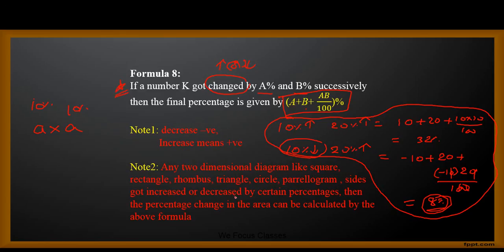Increase followed by decrease, it means whenever there is successive change or a product of two variables. Suppose a product of two variables, first variable is changed by A%, second variable is changed by B%, then the overall percentage change is A plus B plus AB by 100. Very, very important application, very important. Okay, thank you.